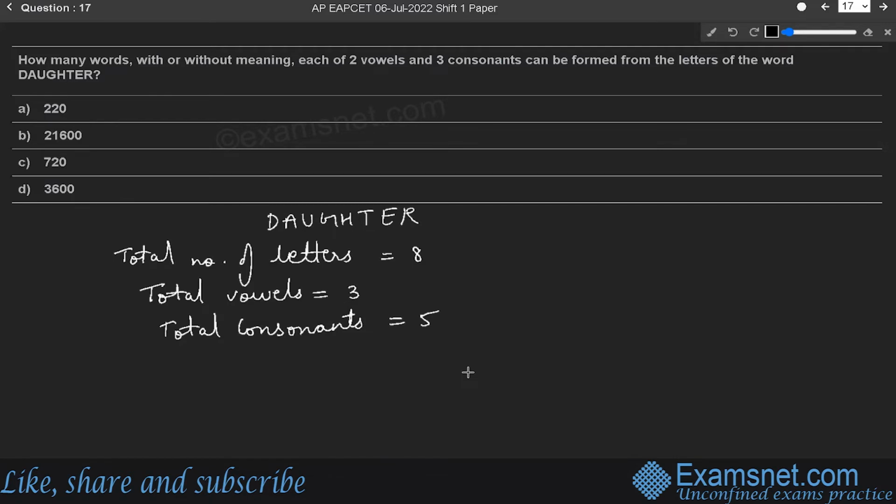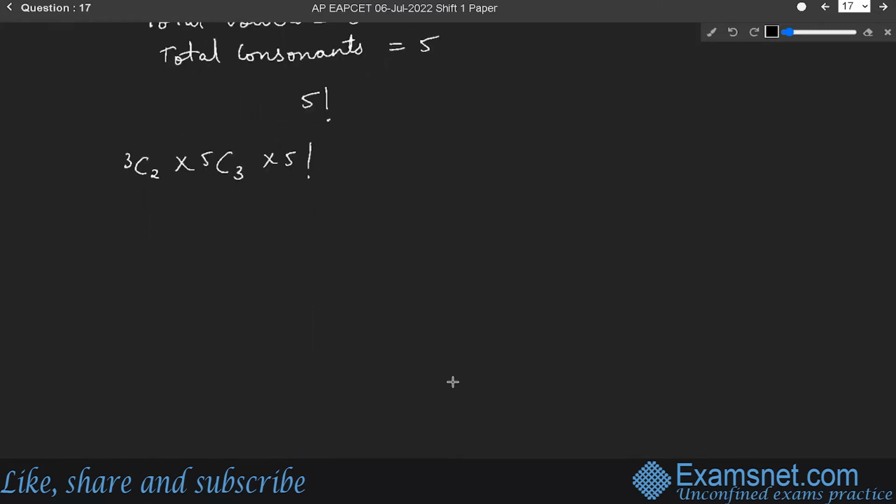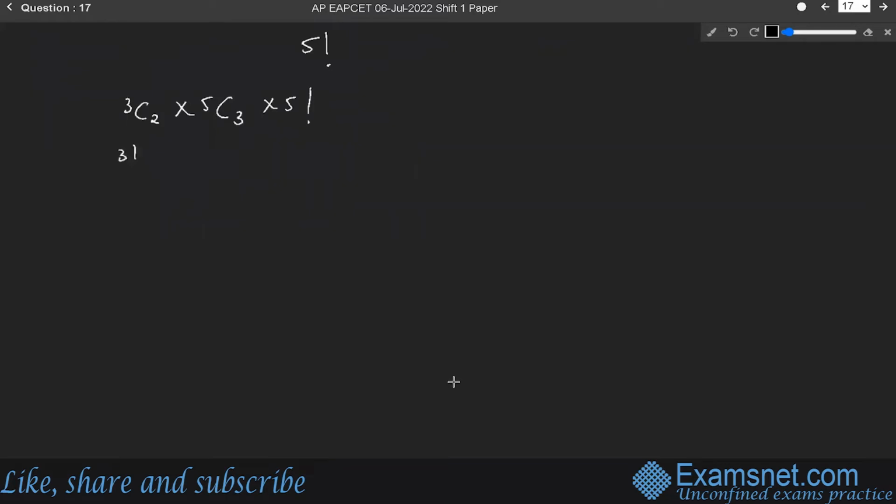Here we have to choose 2 out of 3 vowels and 3 out of 5 consonants, which can be further arranged in 5 factorial ways. So when choosing 2 out of 3 vowels and 3 out of 5 consonants, it will be 3C2 into 5C3, and from total possible 5 factorial ways, so it will be into 5 factorial. On further calculating it, it will be 3 factorial upon 2 factorial into 3 minus 2 factorial into 5 factorial upon 3 factorial into 5 minus 3 factorial into 5 factorial.